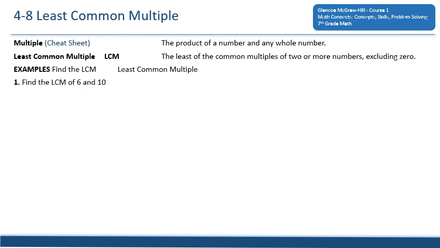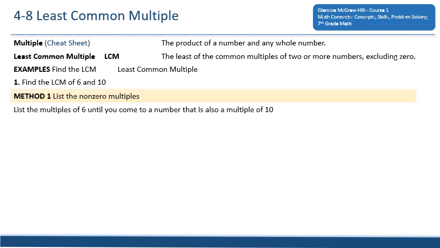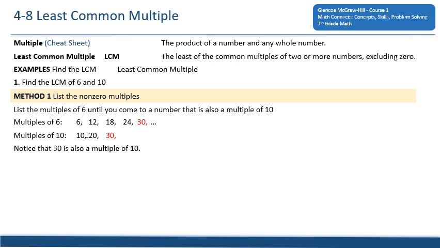Find the least common multiple of 6 and 10. So method 1, we can list the non-zero multiples. List the multiples of 6 until you come to a number that is also a multiple of 10. So multiples of 6: 6, 12, 18, 24, 30. We know 30 is a multiple of 10. So multiples of 10: 10, 20, 30. And our least common multiple is 30.